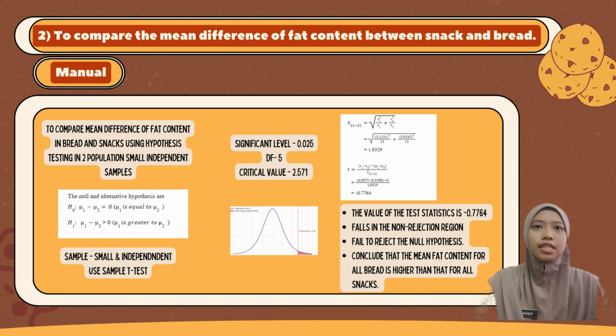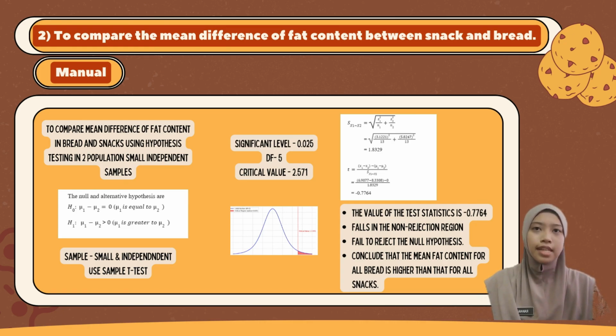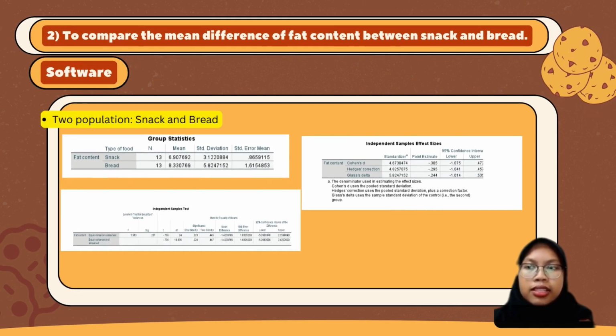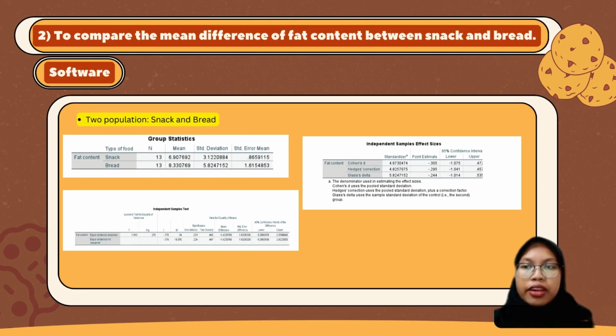Because the value of the test statistic is negative 0.7764 and it falls in the non-rejection region, we fail to reject the null hypothesis. Therefore, we can conclude that the mean fat content for all bread is higher than that for all the snacks. So the next objective is to compare the mean difference of fat content in bread and snack by using SPSS software.